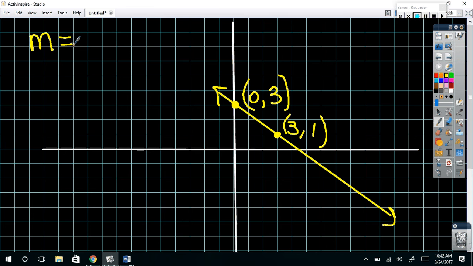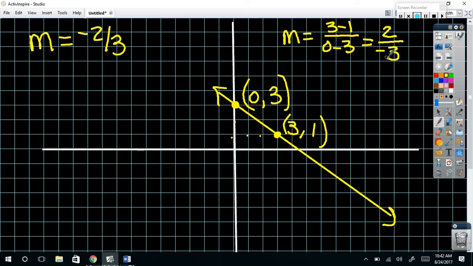Tell me what you think the slope is there. If you just looked at it, what do you think the slope is? Negative 2 over 3, because you're going down 1, 2, and over 1, 2, 3, right? Just to show you, if I plugged in the formula and did the difference of the y's divided by the difference of the x's, I would get 2 over negative 3, right?